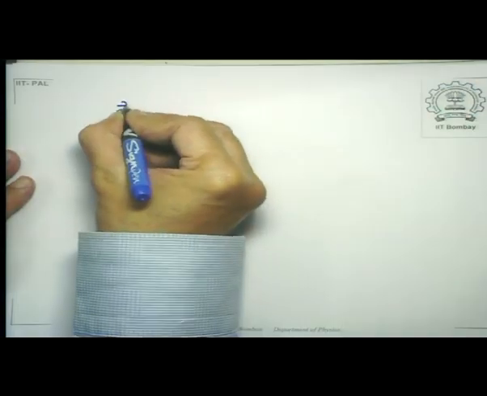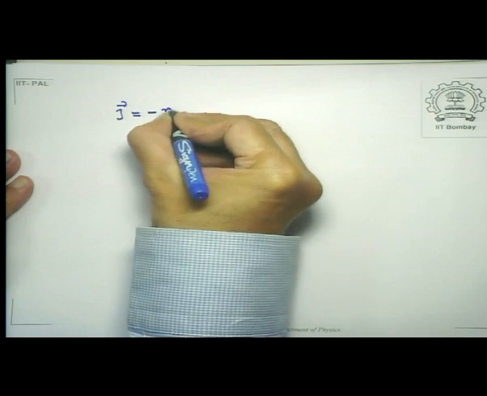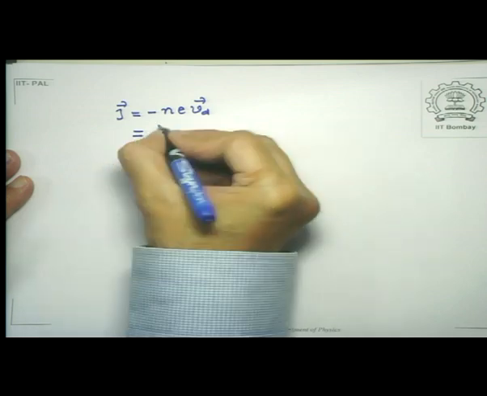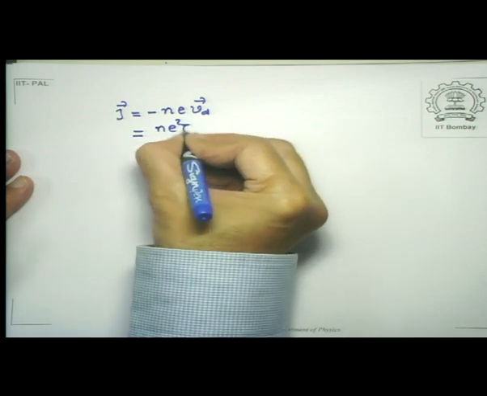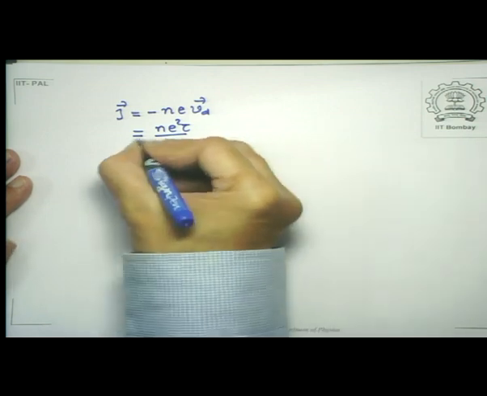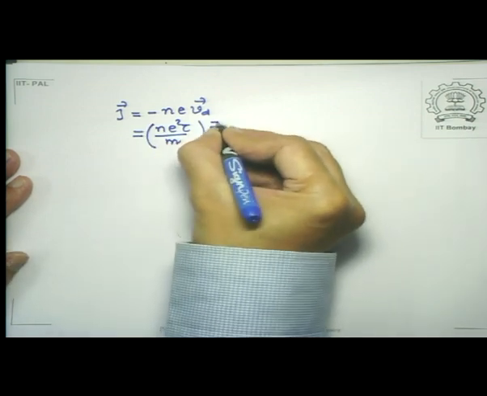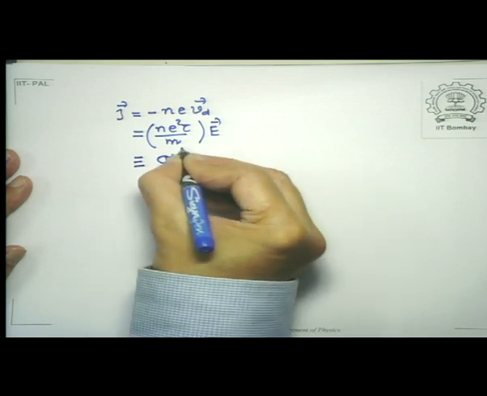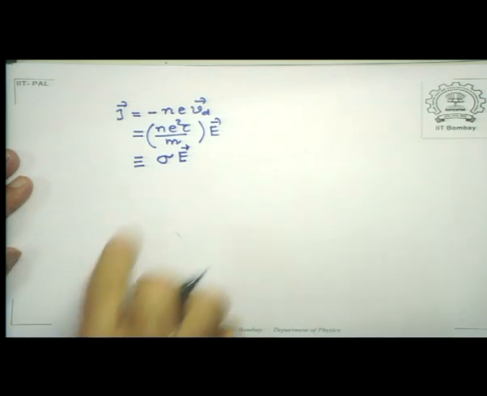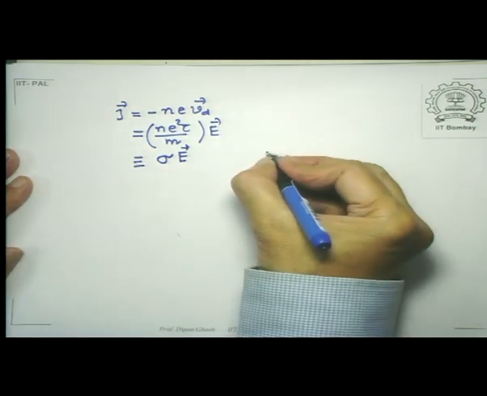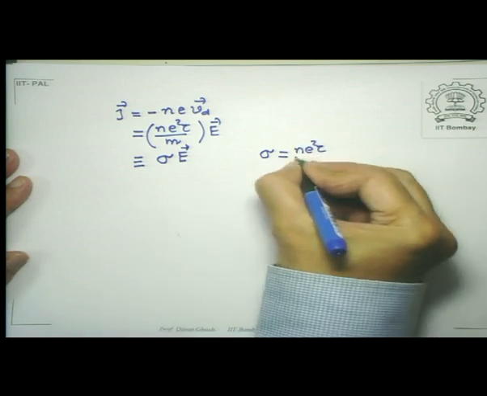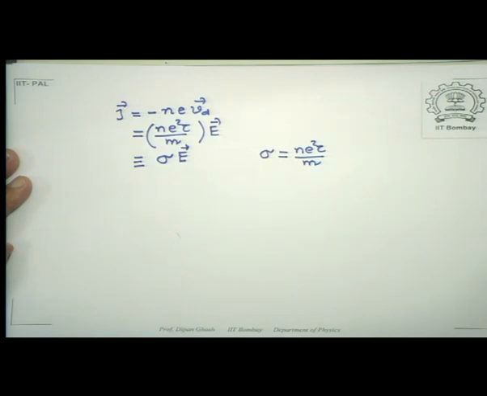Recalling that my relationship between the current density J and the drift velocity was minus N E Vd, that tells me that J is given by N E square tau over m times E, and this has the same structure as J equal to sigma times E. Thus, the expression for conductivity is N E square tau over m.